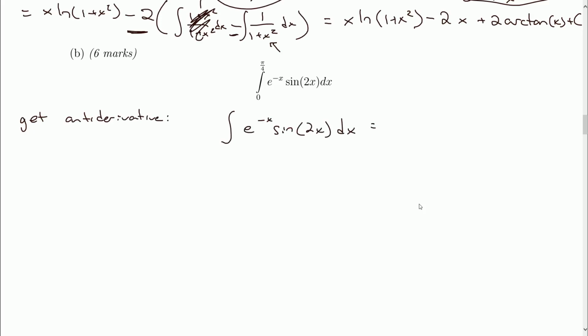So what can I do? Well, I'm going to, again, do integration by parts. Because we only have so much room, I usually write an IBP just to help the markers recognize what I'm doing.